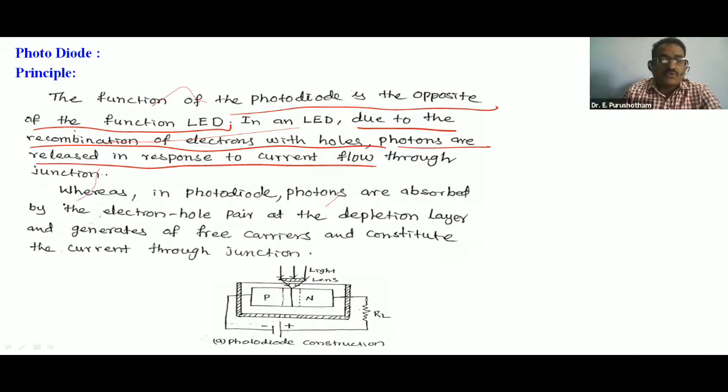The working principle of the photodiode is that light photons are absorbed by the electron-hole pair at the depletion layer and generate current. That is the working principle. Simply remember, at the depletion layer, the light is incident on the electron-hole pair. The electron-hole pair absorbs all the light photon energy, and electrons and holes move freely and produce some current through the junction. This is the working principle of the photodiode.